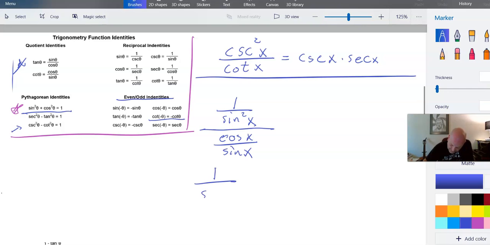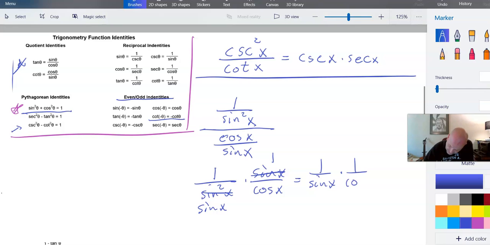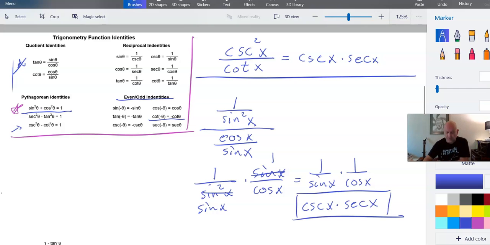So we have 1 over sine squared x times sine x over cosine x. This sine will cancel out with one of these sines, right? And so now what I have is 1 over sine x times 1 over cosine x. And that is equal to, well, 1 over sine is cosecant. 1 over cosine is secant. Right? And so basically we just walked through and simplified the expression until we got the other side.